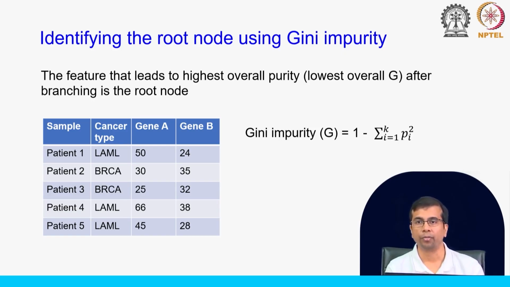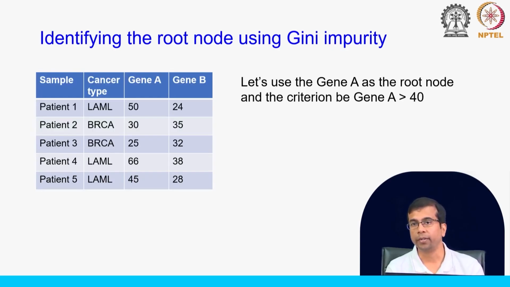Okay. So I will read this again, so that we understand very carefully here. The feature that leads to the highest overall purity after branching is the root node. And this is something we will illustrate with this gene A, gene B example. First we will consider gene A as the root node and then gene B as the root node, and then we will see which one is likely to be the root node. Okay. So in this first step, let us use gene A as the root node, with the criterion being gene A greater than 40.